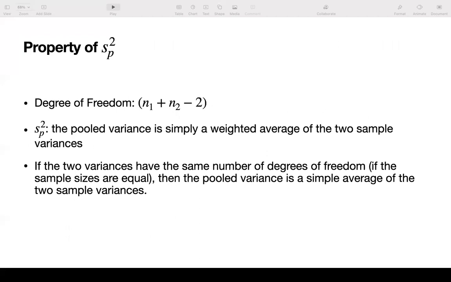So S square is the pooled variance, and it is simply a weighted average of the two sample variances. Note that if the two variances have the same number of degrees of freedom, which means the sample sizes are equal, then the pooled variance is a simple average of the two sample variances.